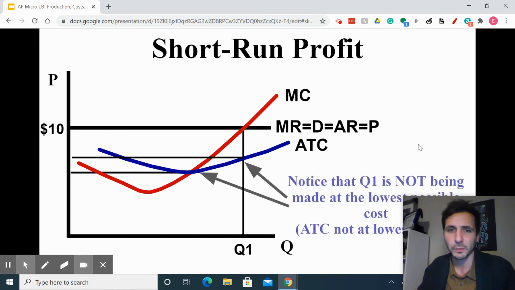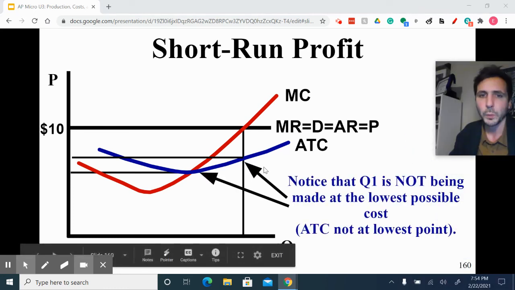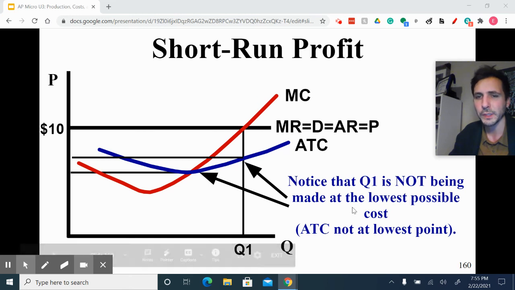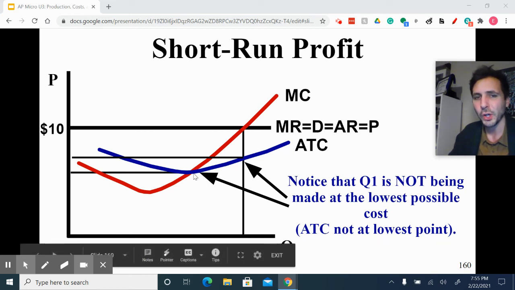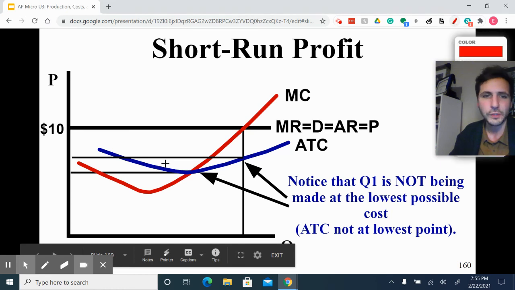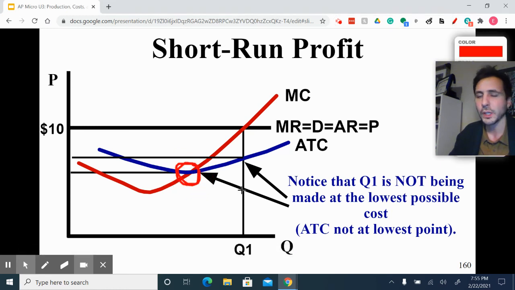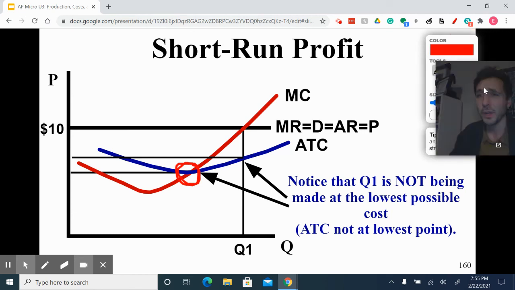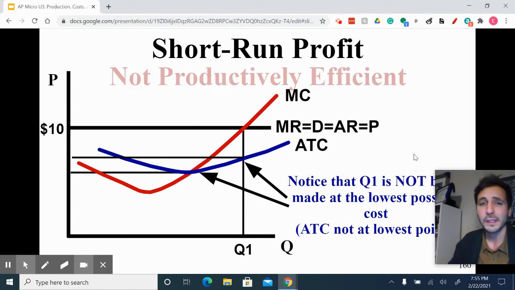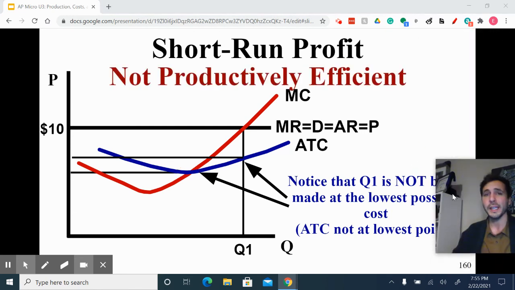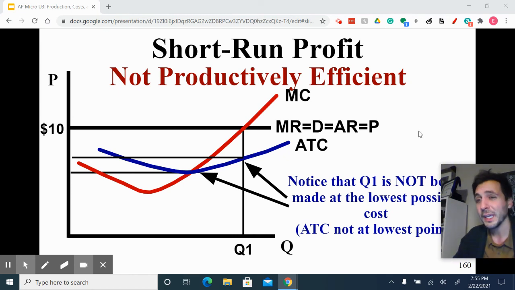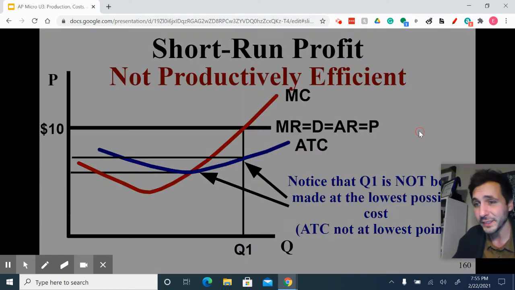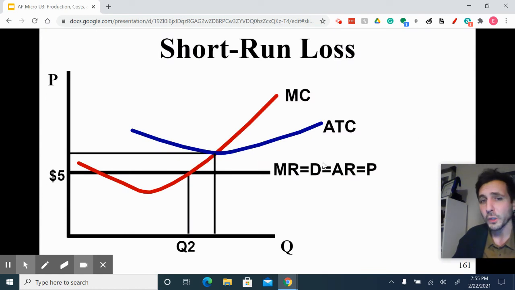But what about in the long run? So in the short run, we have MR equals MC right here. We show a profit. Our quantity is right here. But notice that at that quantity Q1 where we're producing, MR equals MC, we're not at the lowest possible cost. Remember, the lowest possible cost is always going to be over here where marginal cost intersects average total cost. We are not there, which means that we are not productively efficient in short run profitability because we're not at the minimum ATC.